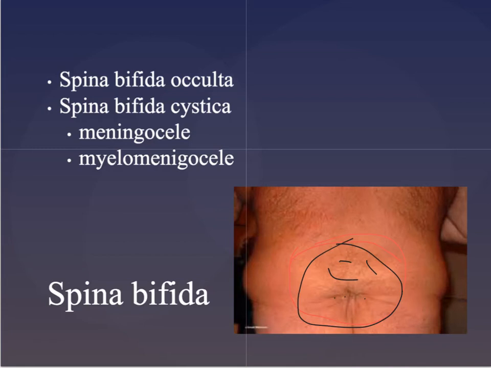Spina bifida cystica, which is the meningocele or the myelomeningocele, is when the defect is visible externally. Okay. When we know a child has spina bifida cystica, this child is going to be delivered by C-section and have a controlled delivery because we do not want to rupture any of that exposed spinal, the meningeal sac or spinal structures that are exposed on the outside of the body. Okay?